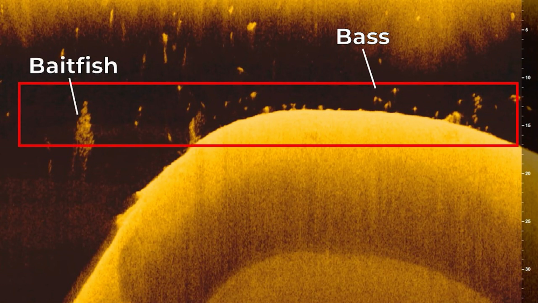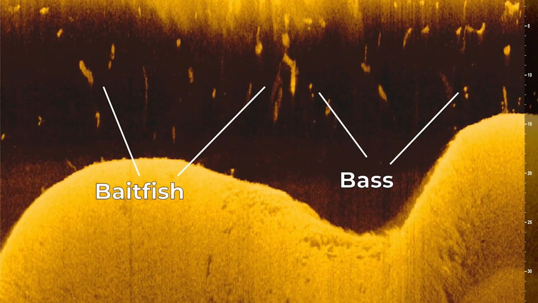In this down imaging image, you'll see a school of bait fish on the left and a school of bass on the right. Even though the bait fish are suspended over deeper water, they're in the exact same depth of water as the bass. They're in that 10 to 15 foot zone. In general, what you'll find is that the bait fish are going to set up in the same depth as the bass, or the other way to think about it is that the bass are going to be in the same depth as the bait fish because the bass want to eat the bait fish.